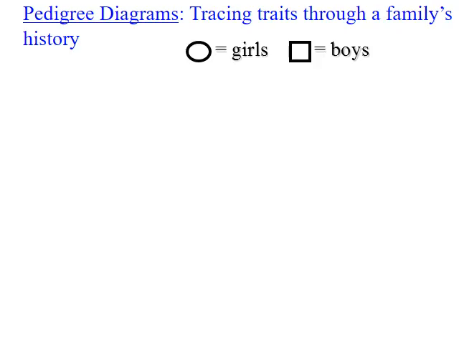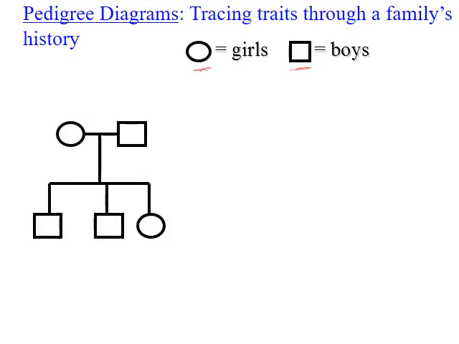Alright, first rule on pedigree diagrams. There's two shapes. There's circles and there's squares. Boys are the squares, girls are always the circles. That doesn't ever change. So, this is a standard example of a pedigree diagram. You can see it kind of looks like a family tree a little bit. You would have father here, mother here, and then 1, 2, 3 kids.